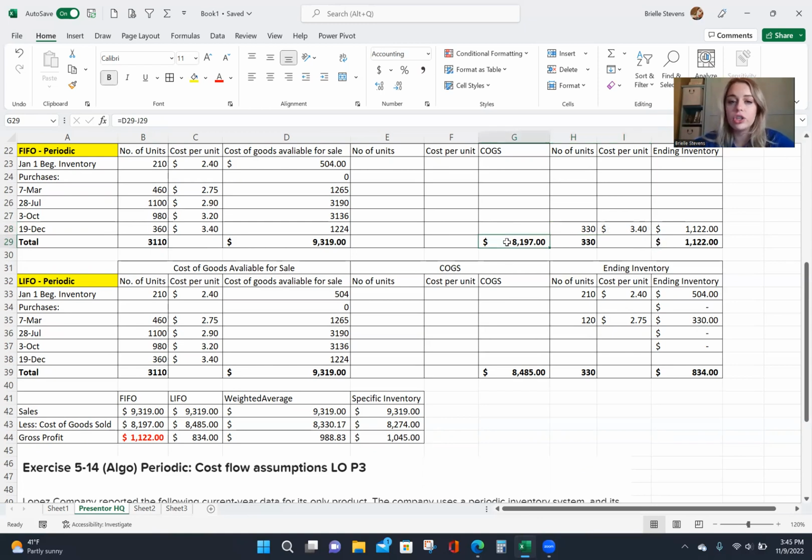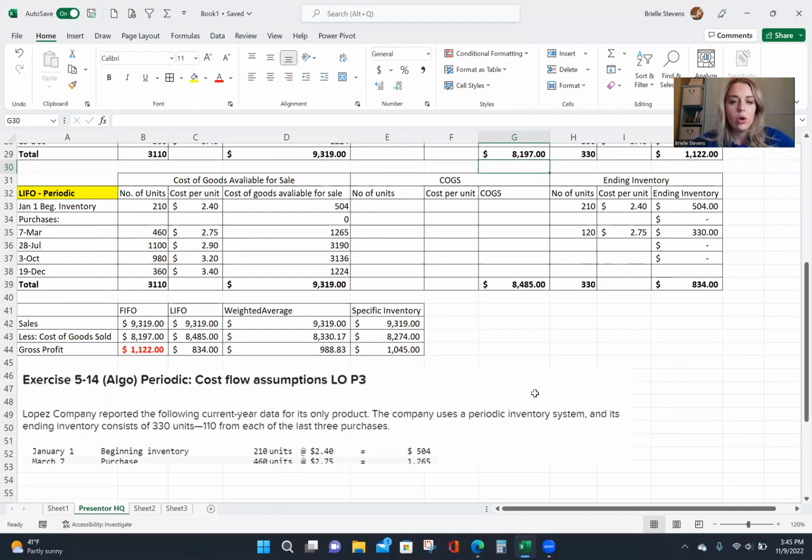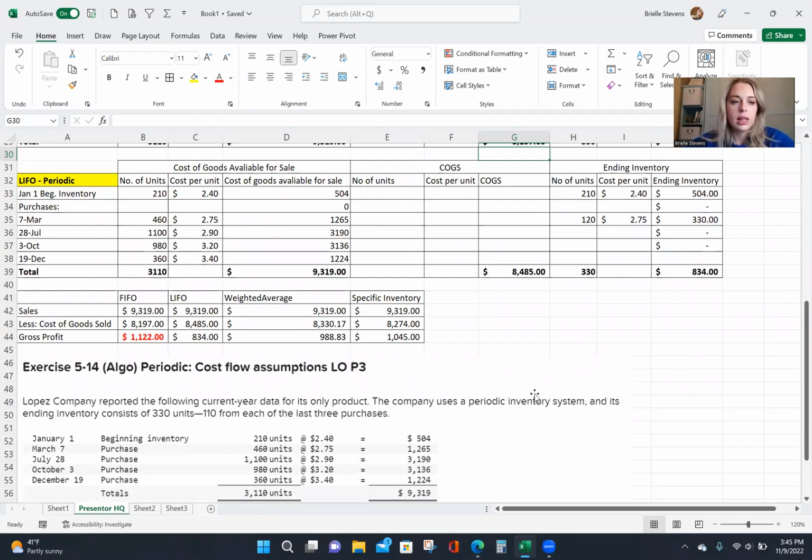Same equation. If I take 9,319 for our total cost of goods available for sale, minus our ending inventory amount, our cost of goods sold was $8,197. Okay, moving on to the last one.